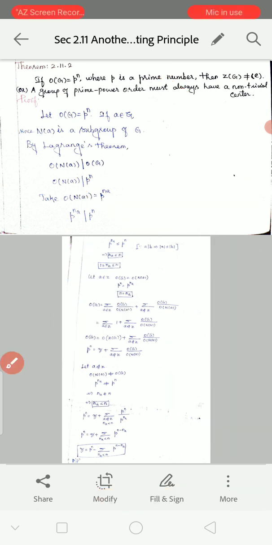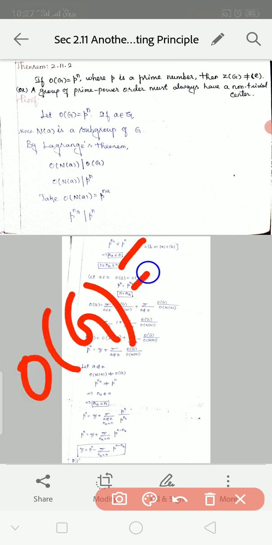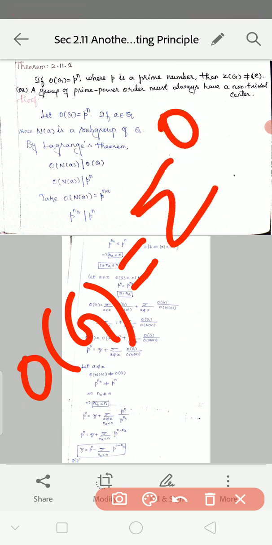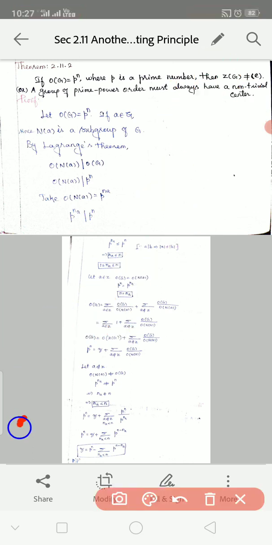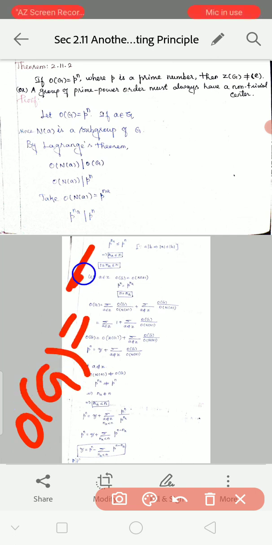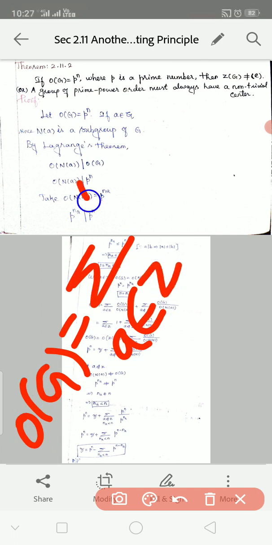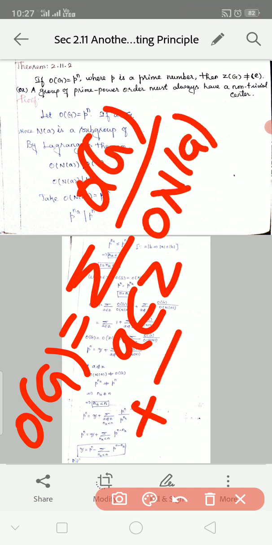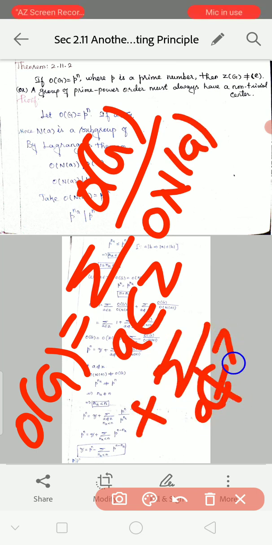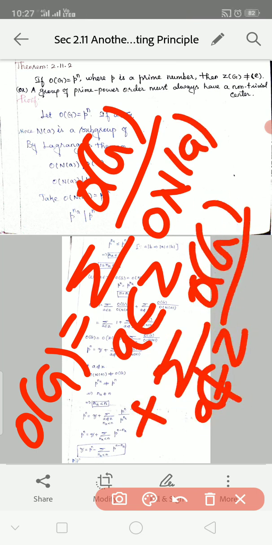Next we see the class equation. The class equation is order of G equals summation over all of order of G divided by order of N of a. This is called the class equation. Another form of the class equation is order of G equals summation over all a belonging to Z of order of G divided by order of N of a, plus summation over all a not belonging to Z of order of G divided by order of N of a.